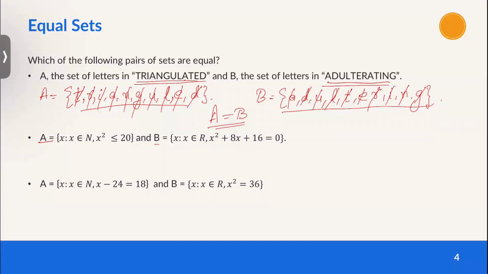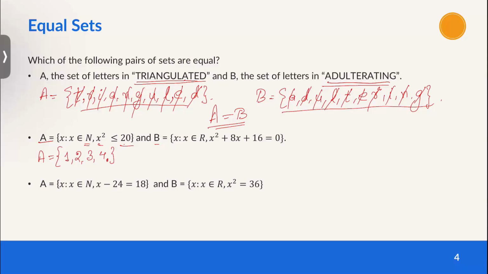Now we have two sets here, A and B. The elements of A are natural numbers with x square less than 20. So what are the natural numbers with x square less than 20? A will be 1, 2, 3, 4. I am writing A in the roster form. 5 will not be there. So we have 1, 2, 3, and 4.